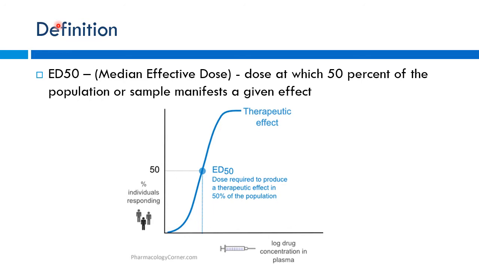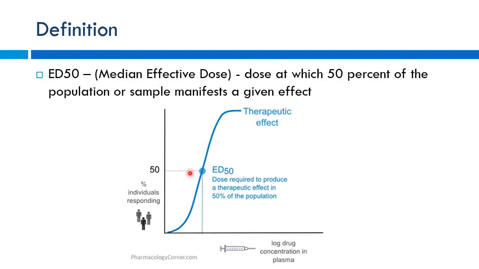Anyway, so some definitions. We're looking at the ED50. This means the median effective dose. This basically is a dose where 50% of the population, or the sample, manifests a given effect. So for instance, if I'm dealing with a drug that causes sleep, 50% of the patients are asleep. That's my ED50. Or if I have a 50% drop in blood sugar, whatever it happens to be, that's my ED50, right? This is important because this allows us to compare different drugs together, right?